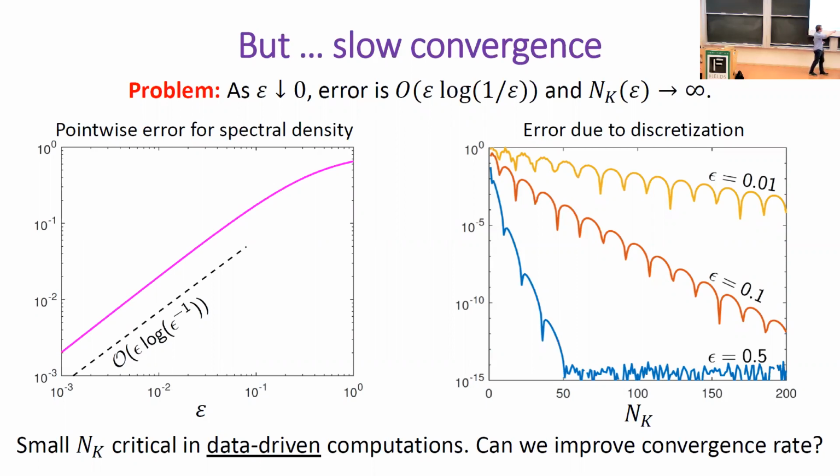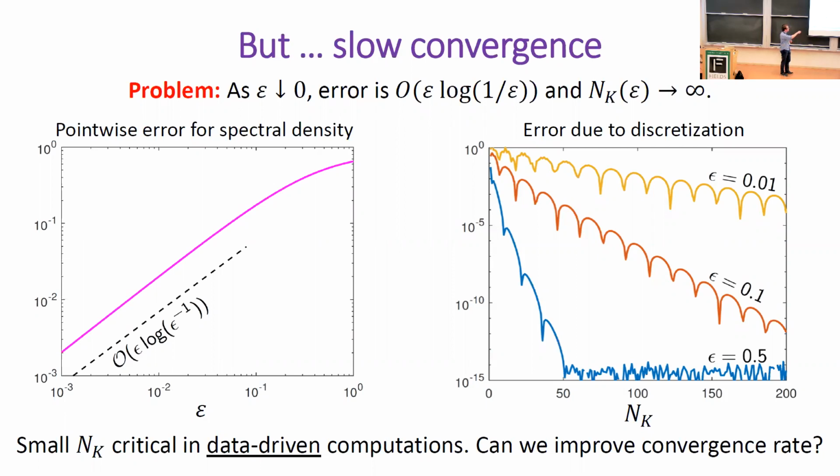To show this, I've got the error against the truncation size for different smoothing parameters. You can see as I decrease epsilon, this slope gets shallower and shallower. And of course, this is a huge problem in data-driven computations, because typically you're dealing with a small truncation n. You've got a finite amount of data, and that means you can't just keep adding more and more functions into your dictionary and make your matrix larger and larger.